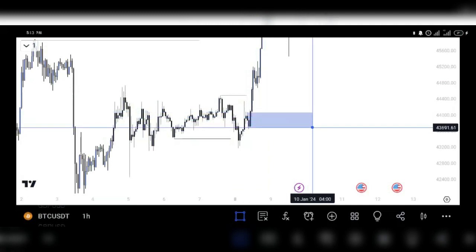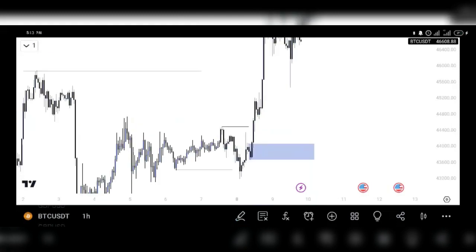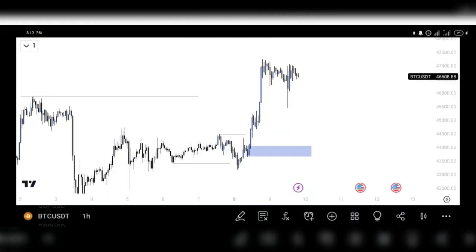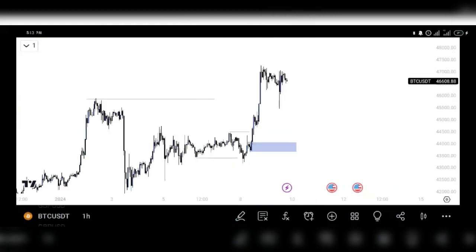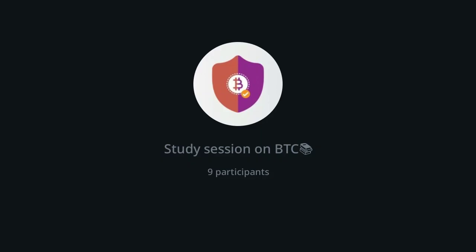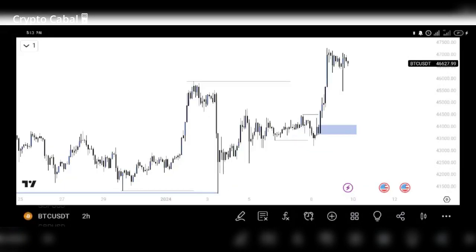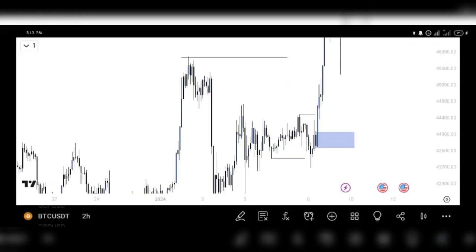What did I call an order block? I said the last push down before the push up, which is the bullish order block. And this is what we have here. Now, if you proceed to the 2 hours time frame, you'd see that the order block is showing here, very, very valid at this point.